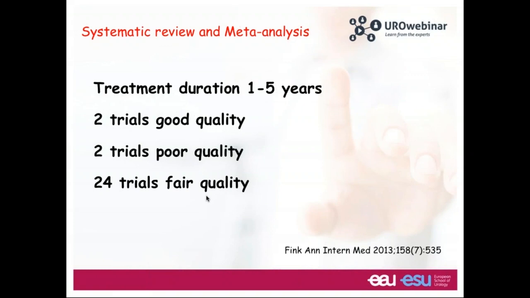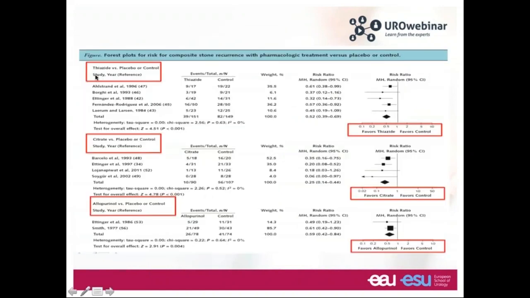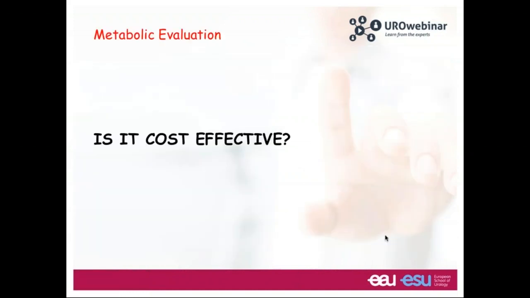What we have seen, just remember, is that if you give thiazides, citrate, and allopurinol, then you will reduce stone recurrence. So we have a systematic review and meta-analysis showing that the pills really help our patients. Is the metabolic evaluation cost effective?